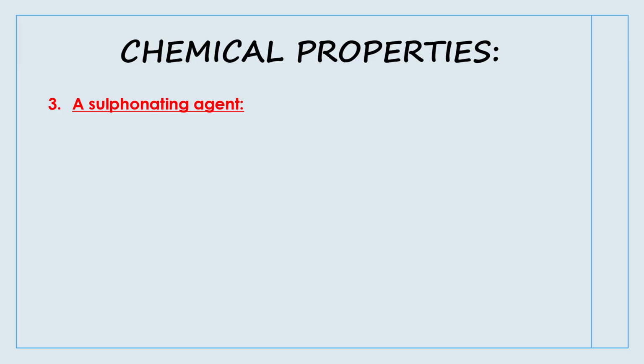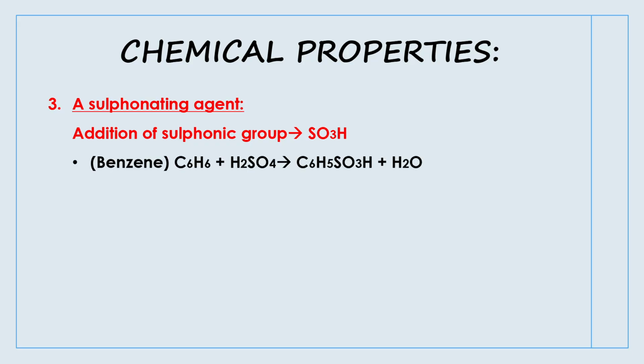The next one is the sulfonating agent. It means the sulfonic group, which is SO3H, will be added in the reactant. It reacts with benzene to form benzene sulfonic acid with the removal of water. You can clearly see that benzene has 6 carbons and 6 hydrogen. From these 6 hydrogen, 1 hydrogen is removed and that removal causes the addition of the sulfonic group and then water is also formed. Similarly, it reacts with toluene. Here you can see that it has 8 hydrogen atoms. 1 hydrogen atom is removed and it forms the addition of the sulfonic group along with the water.